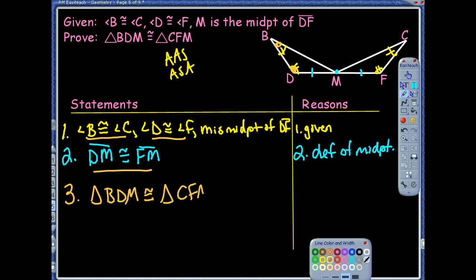They're telling you what should be true, and the reason is angle-angle-side. And like she said, non-included.